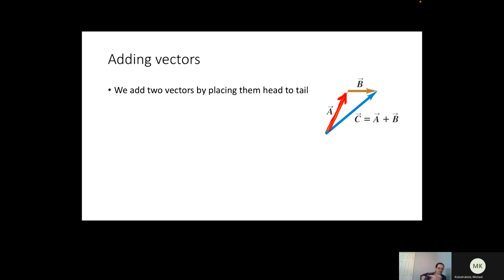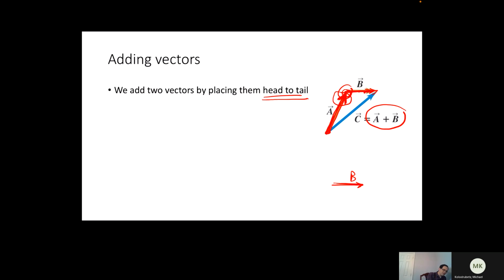Then I'll take the second vector, let's say B. So let's say B is a vector that points to the right with this magnitude. And what I'll do is I'll simply put it just at the end of A. So it's head of A to tail of B. And the result, starting from the beginning and going here, is their sum, A plus B. So you place them back to back, head to tail. That's how you add vectors.